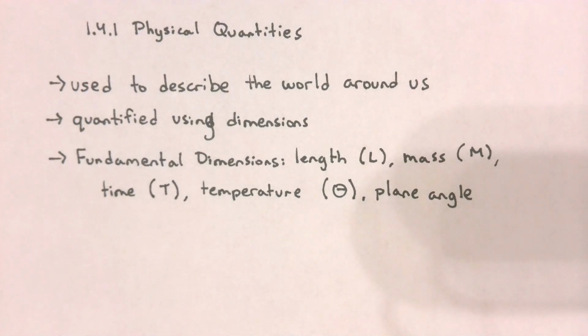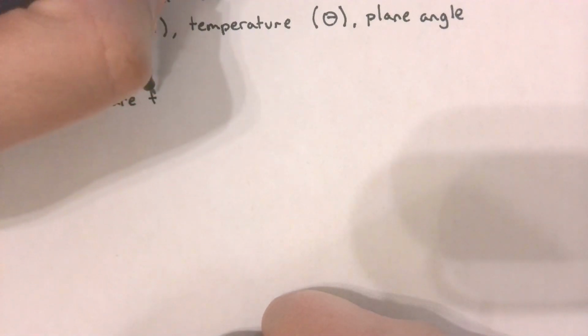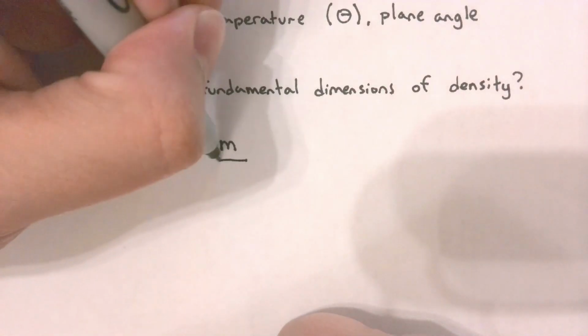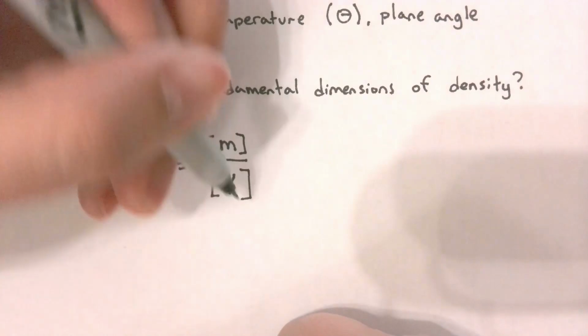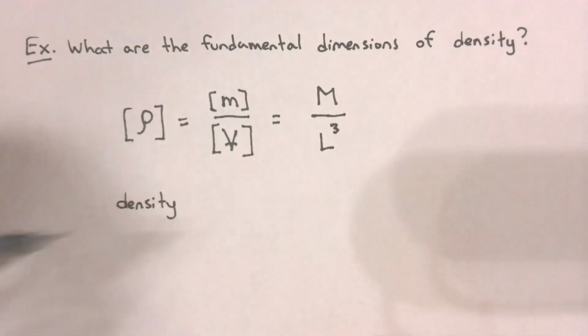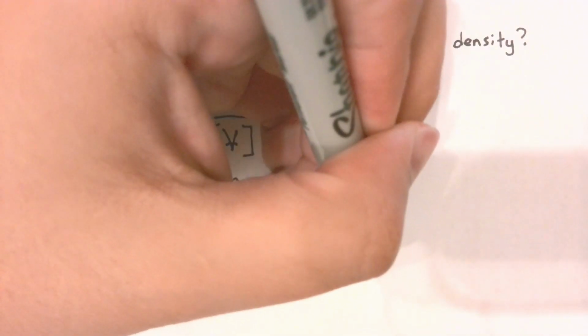If you've made it this far in your engineering career, then you probably already know how to use all of these dimensions. But just as a quick review, let's look at a quick example. What are the fundamental dimensions of density? Now, if you've taken an introductory physics course, you can already tell me that density equals mass over volume, therefore the dimensions of density should be mass over volume. And while that is not technically incorrect, when we talk about fundamental dimensions, we want to focus on the 5 that we've selected for this course: length, mass, time, temperature, and plane angle.